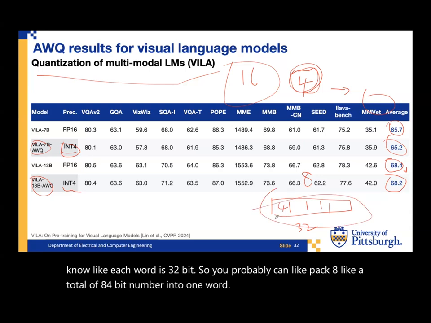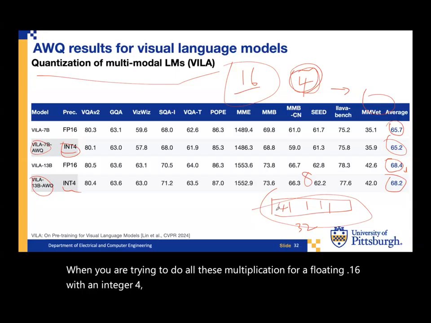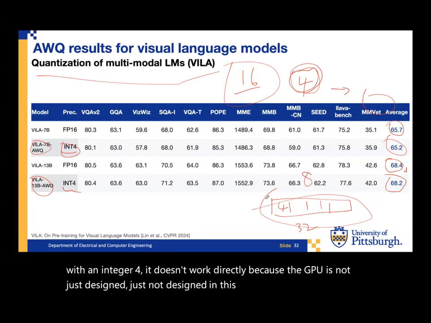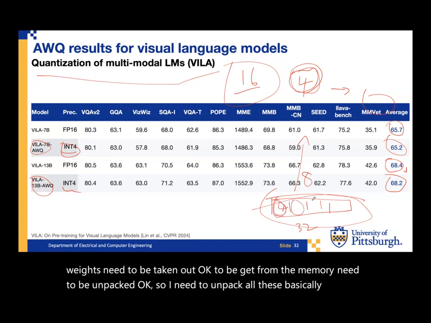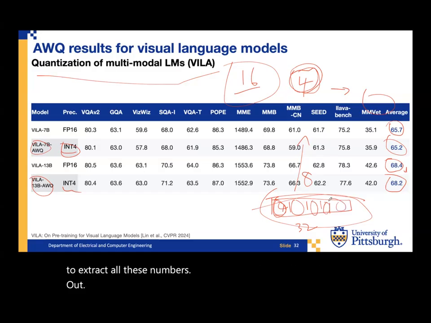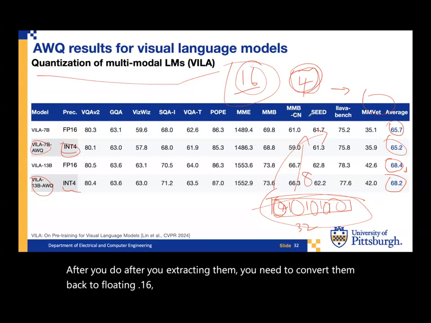But when you are trying to do all these multiplications for a floating point 16 with an integer 4, it doesn't work directly because the GPU is just not designed in this way, right? So all these weights need to be taken out from the memory, and need to be unpacked. Basically, I need to extract all these numbers out, okay? After you extract them, you need to convert them back to floating point 16 so that you can multiply with this floating point 16, right?